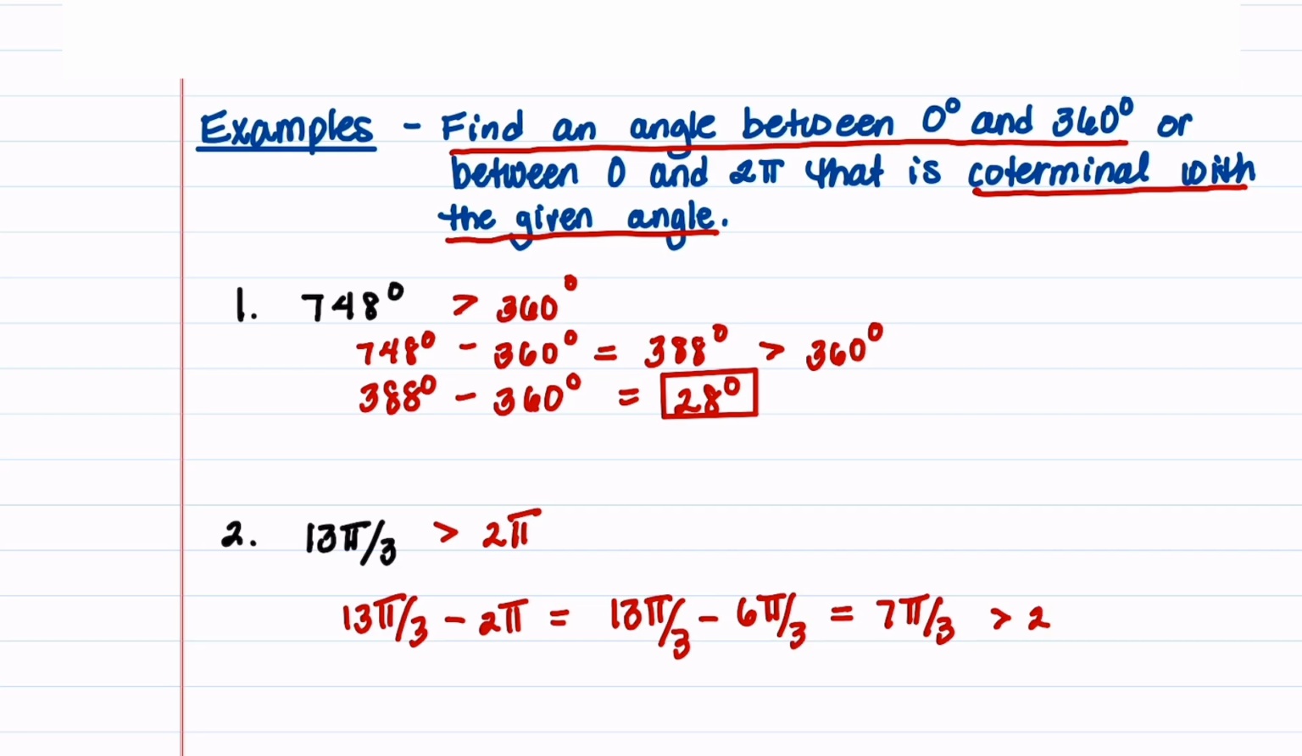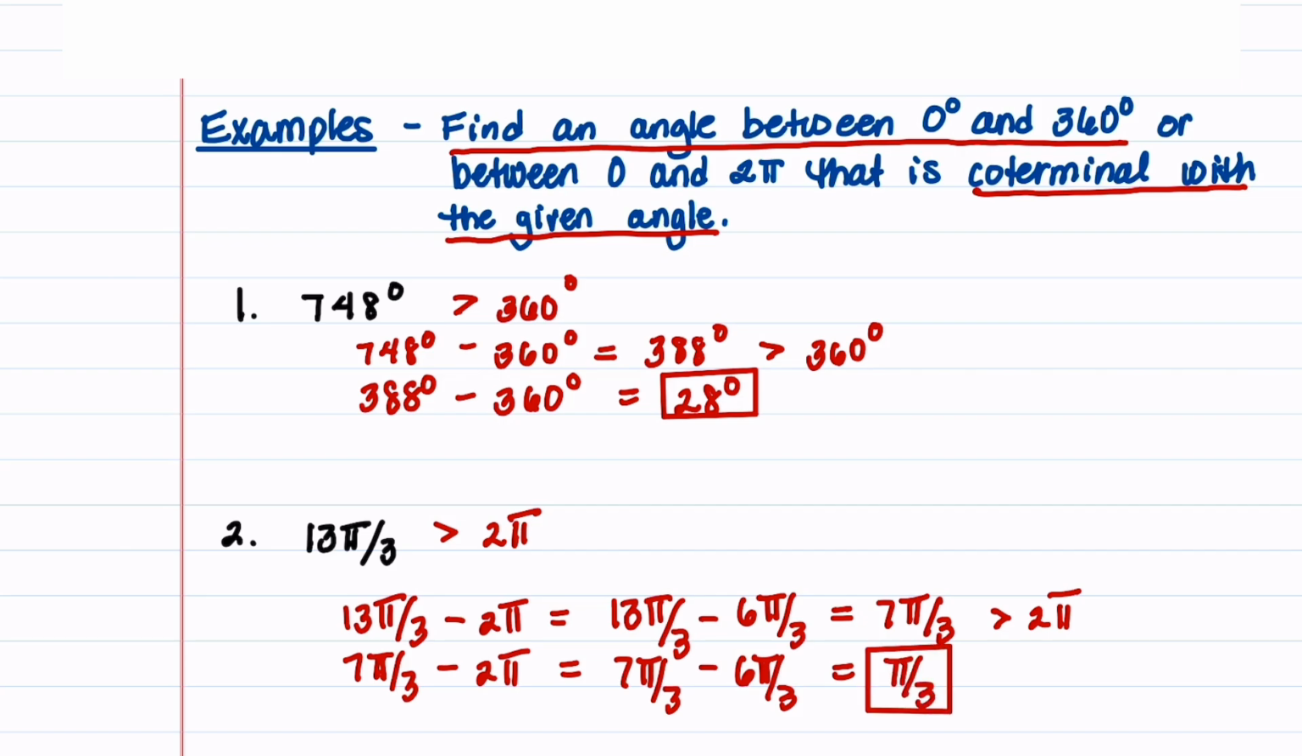Notice this is still greater than 2 pi. So we're going to do it again. So we start with now 7 pi over 3, subtract 2 pi. So we have 7 pi over 3 minus 6 pi over 3, and we're left with pi over 3. And that is our coterminal angle, or an angle that is coterminal with 13 pi over 3.